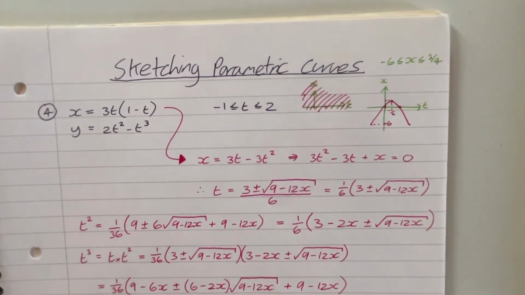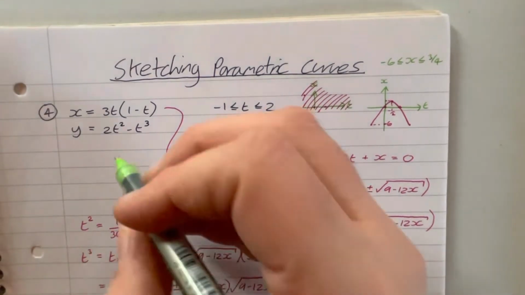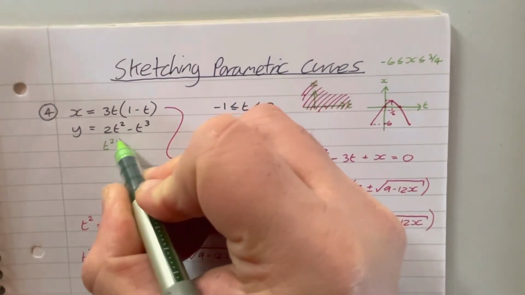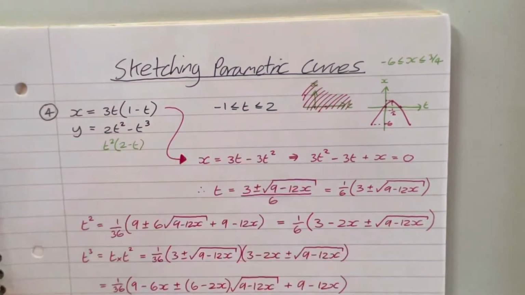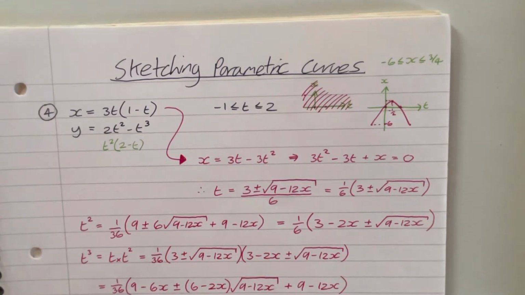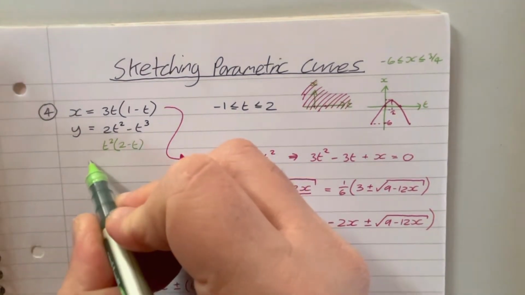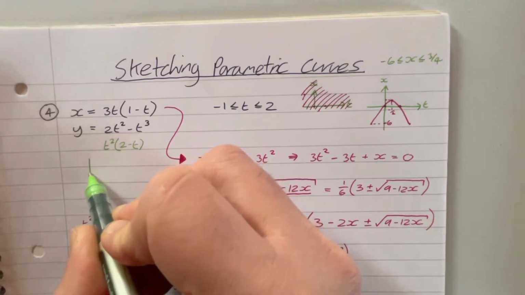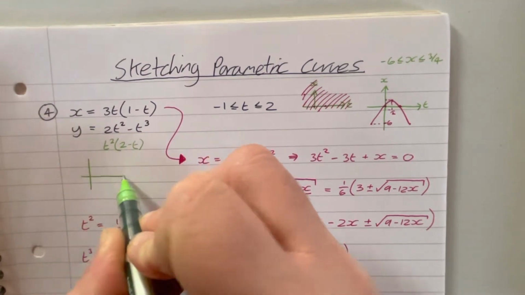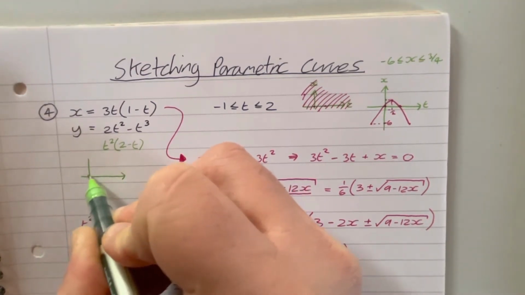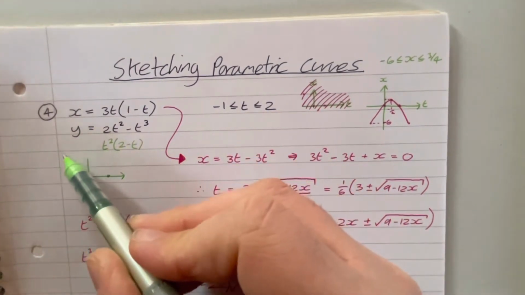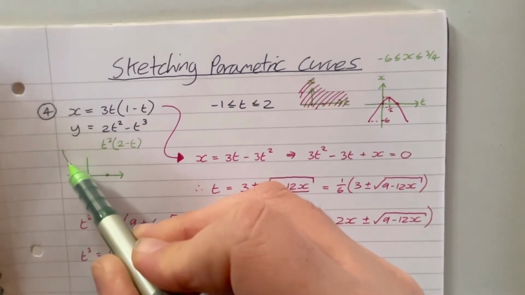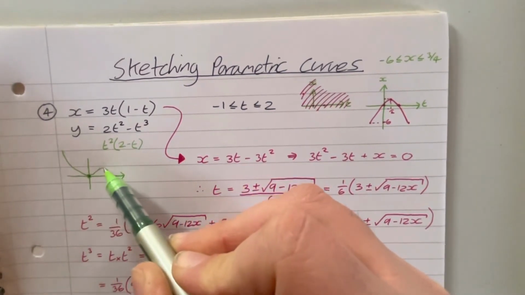We do something similar for y. It's a cubic this time. It's a negative cubic. If I factorise out the t squared, I've got 2 minus t, so it's got a double root at the origin, and it's got a single root at t is 2. So when I come to sketch this curve, double root there, single root there. It's a negative cubic, so it's going to start high and end low, so it's going to have a turning point at the origin as well, and it's going to do something like that.